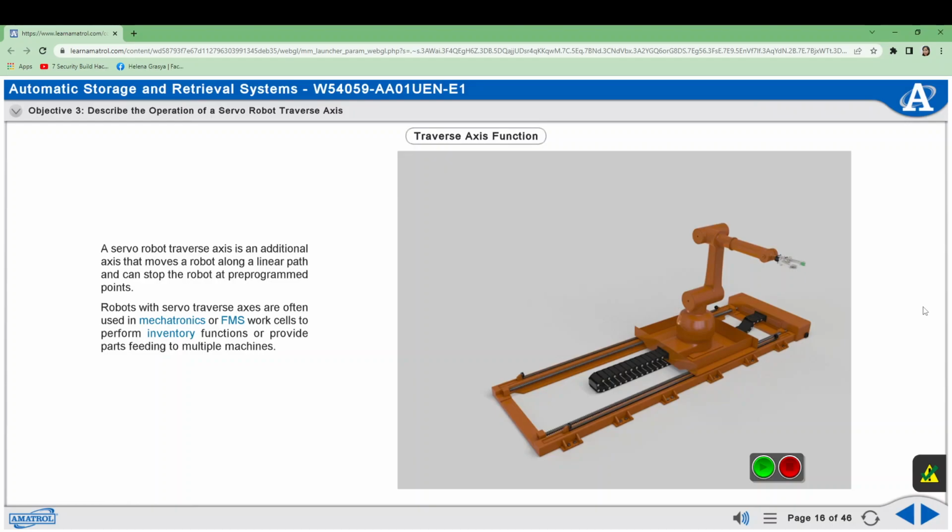A traverse axis is frequently used in robot inventory applications because it allows the robot to access inventory that is arranged in a linear orientation along the traverse axis. This extends the reach of the robot and allows access to a greater amount of inventory.